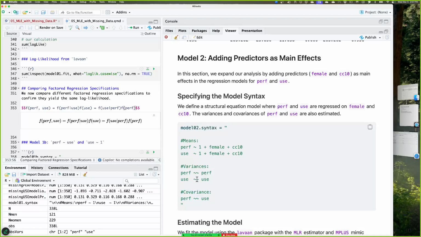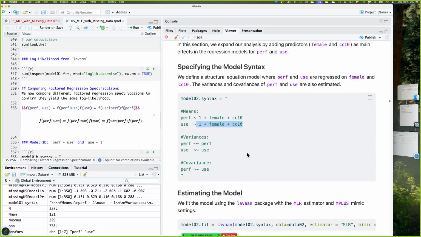So now what we've done is basically made this a conditional multivariate normal distribution, where the two variables that are in the likelihood function, again, are performance and usefulness. But because we haven't specified female or CC10 anywhere except as acting on this regression, both of those are going to be left outside of the likelihood altogether. That's how this is working. How's that work for you? Any questions on this syntax or what I'm talking about here?